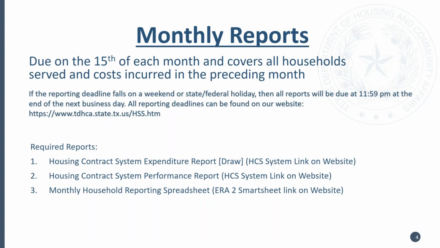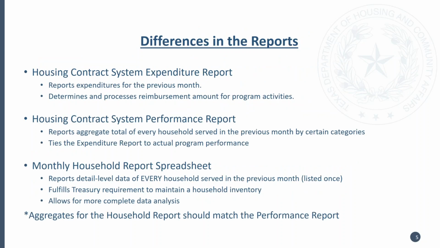And the third is going to be the monthly household reporting spreadsheet, which goes through a different system that you're going to submit through the Smartsheet link on our website. So let's break down these 3 reports more in depth and the differences between them and why we have them, okay? So the first is going to be the housing contract system expenditure report.